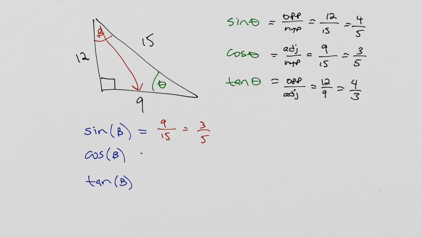Right? For cosine of beta, that's the adjacent side over 15, so that gives me 4/5. And for tangent, that gives me the opposite side, which is 9, over the adjacent side, which is 12, which gives me 3/4. Okay, so we can use these trig ratios to figure out all of these values for sine, for cosine, and for tangent.